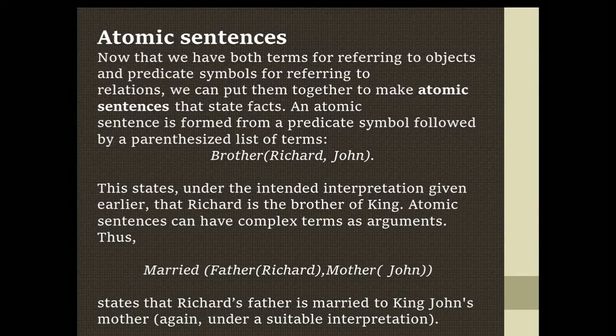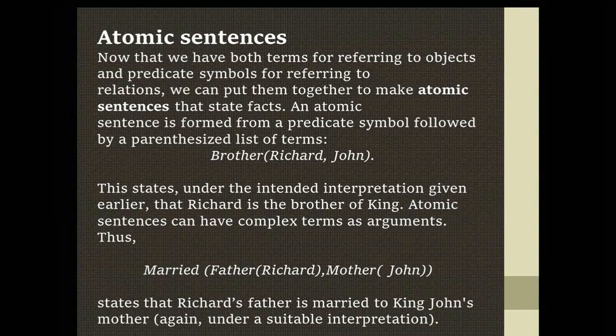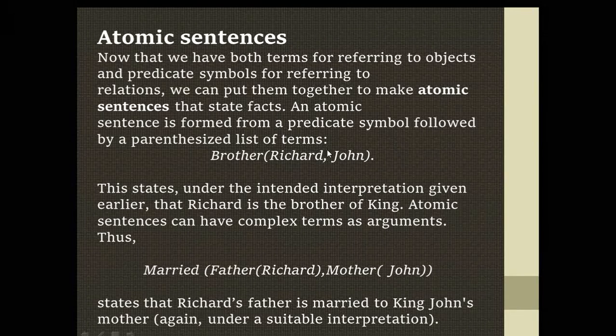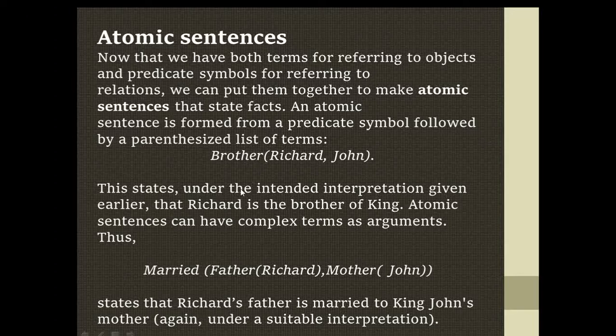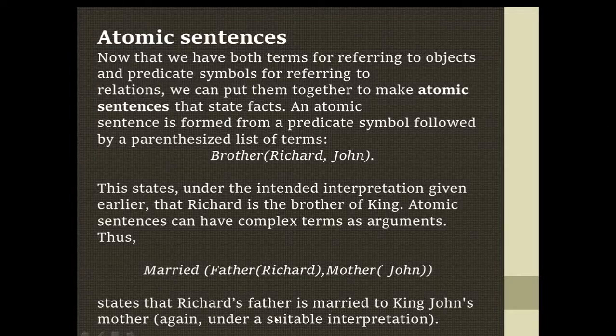Atomic sentences. Now that we have both terms for referring to objects and predicate symbols for referring to relations, we can put them together to make atomic sentences that state facts. An atomic sentence is formed from a predicate symbol followed by a parenthesized list of terms. For example, Brother(Richard, John). Richard and John are objects and Brother is the relation. This states, under the intended interpretation given earlier, that Richard is a brother of King John. Atomic sentences can have complex terms as arguments. Thus, Married(Father(Richard), Mother(John)), again under a suitable interpretation.